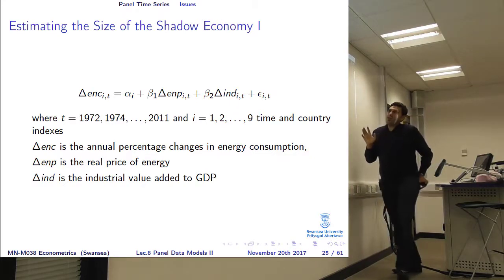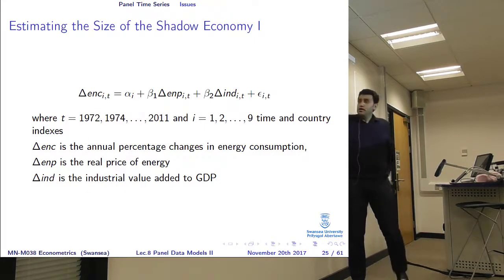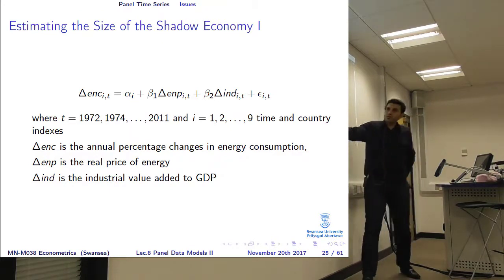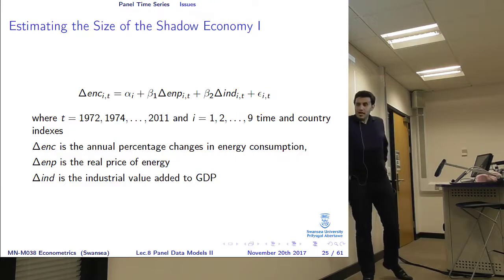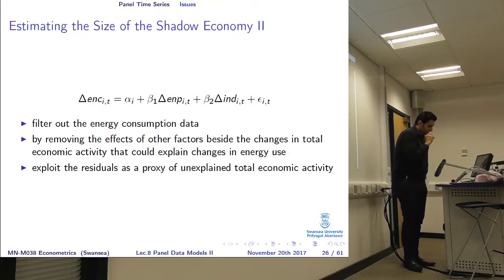So basically, now we have data for a number of countries. We had 9 countries, and we had data from 1970. As I said, this is the annual percent change in energy consumption. The P is the real price, and IND here is the industrial value added to GDP.